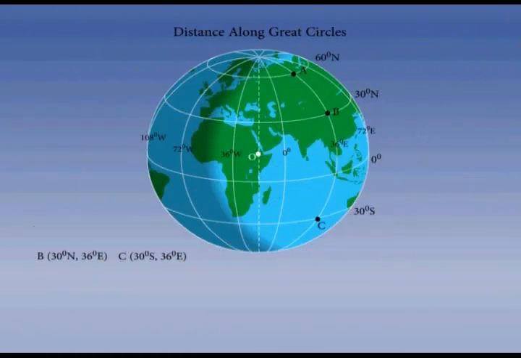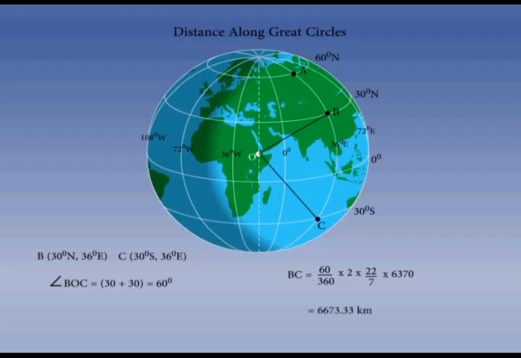How about the distance BC? B and C now lie on the opposite side of the equator. So the angle BOC is 30 plus 30, which gives us 60 degrees. Arc length is equal to 60 over 360 times 2 times pi times 6,370, which gives us 6,673.33 kilometers.